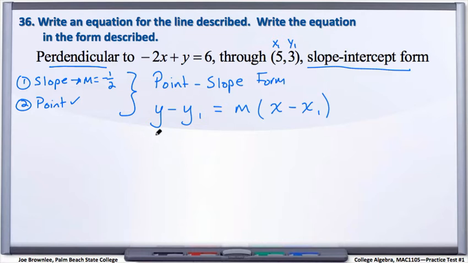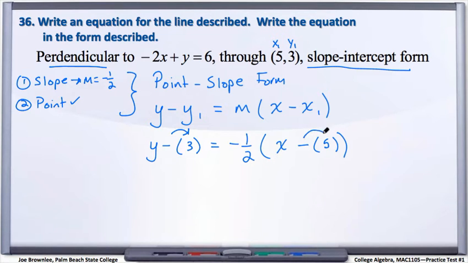So we have y minus y1. Well, what's y1? That's simply 3. Equals m, and we know our m is negative 1/2 times quantity x minus x1. Well, that's just 5. All right, let's go ahead and clean this up a little. We'll distribute that minus through. We'll distribute this negative through. So we end up with y minus 3 equals negative 1/2 times the quantity x minus 5.